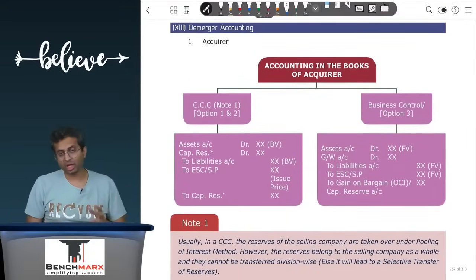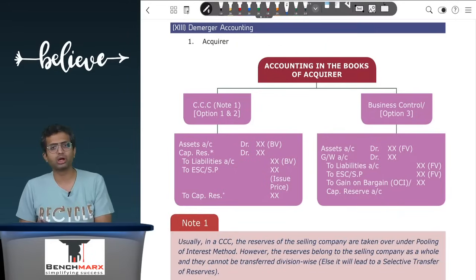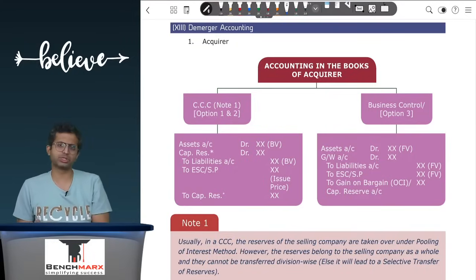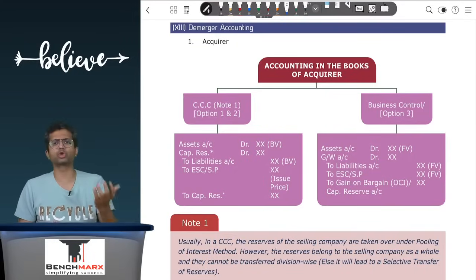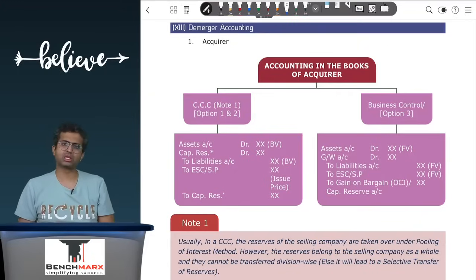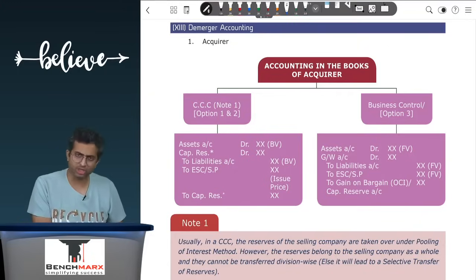Demerger accounting can be done in the books of the acquirer or in the books of the selling company. In the books of the acquirer, who is taking over the assets and liabilities, the accounting will be based on Ind AS 103, where if it is a common control combination, all assets and liabilities will be taken over at book values. Shares will be issued at nominal values. But should you take over the reserves? Ind AS does not take over reserves.